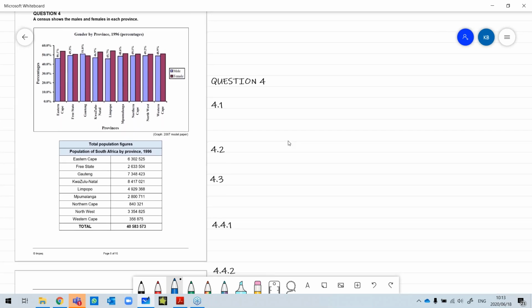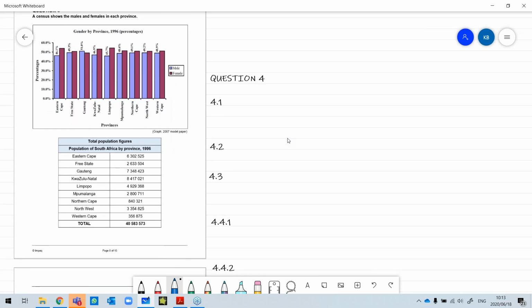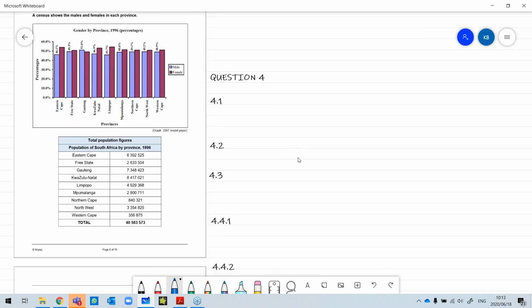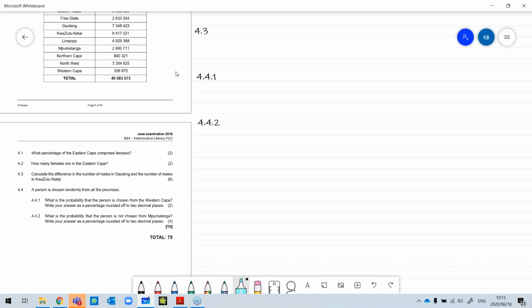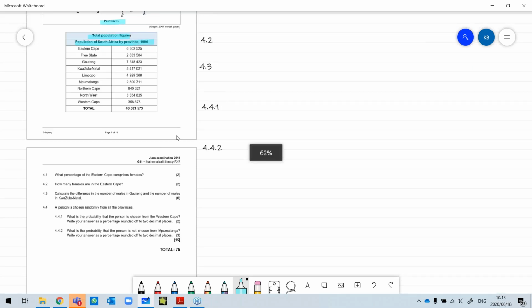Question 4. A census shows the males and females in each province. They give you a double bar graph. Over here, gender by provinces in 1996, the percentage compared to the province. And then they give you a table at the bottom, the total population figures for South African provinces. Okay, then let's continue to our questions. Just going to zoom out a little bit.